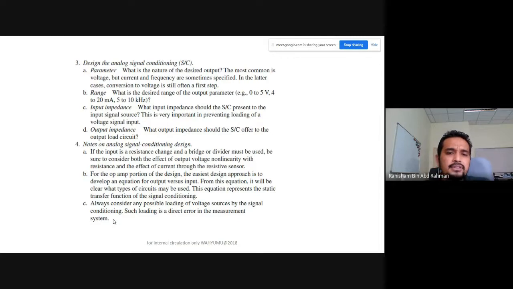Then, design the analog signal conditioning. Again, you need to know the parameter, range, input impedance, output impedance, the ones that we calculated before. These are the things that we need to know, and then the notes on analog signal design. We need to know all of this to be able to design a good signal conditioning circuit, so that all signals from the input can be transferred to the output, I mean the input of the control room, and the control room can communicate to the sensors, to other elements, actuators, and any control element like a valve and so on.